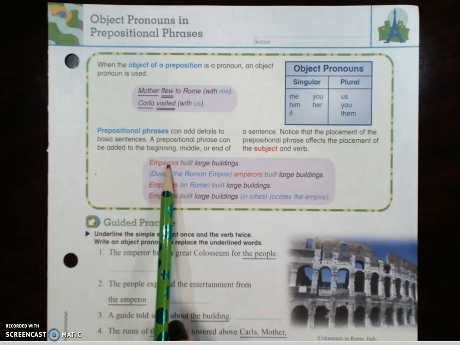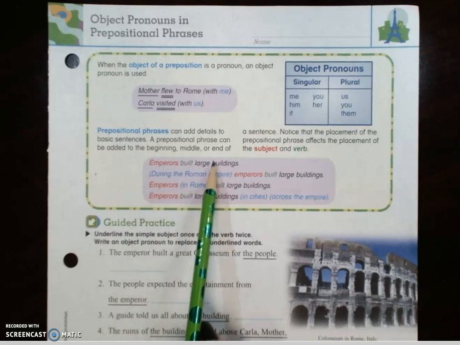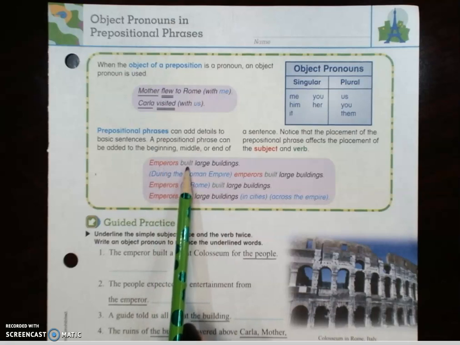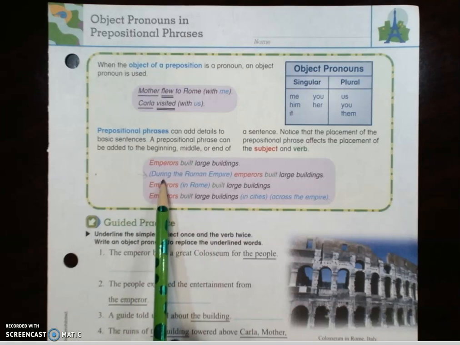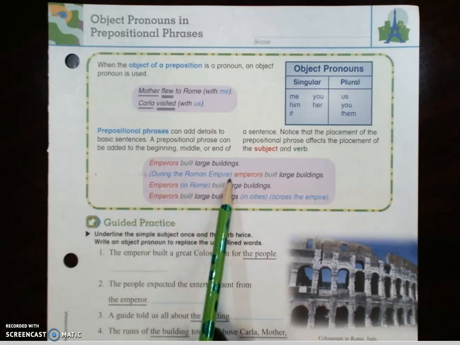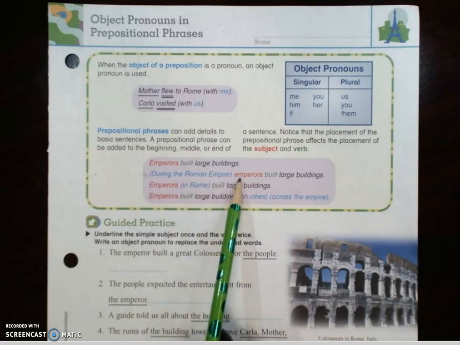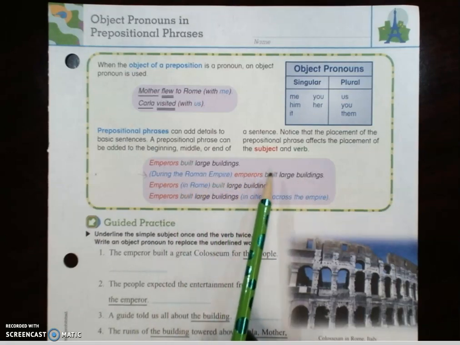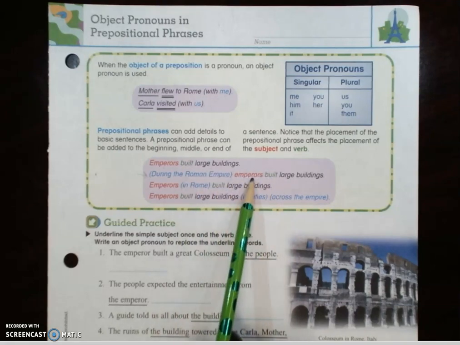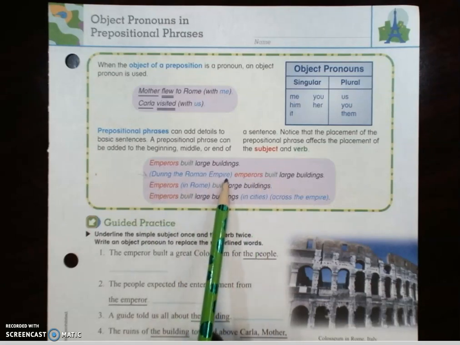Well, let's first of all look at this basic sentence. Emperors built large buildings. Emperors, that's the subject. Built is the verb. But let's look right underneath there. They've added a prepositional phrase at the beginning of the sentence: During the Roman Empire. That is a prepositional phrase. You are not going to have the subject in the prepositional phrase. And then it continues on and says, emperors built large buildings. So emperors is the subject, and built is the verb. And in this case, it's falling in the middle of the sentence. The whole reason why is because this prepositional phrase is at the beginning.